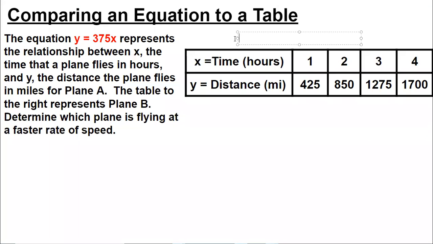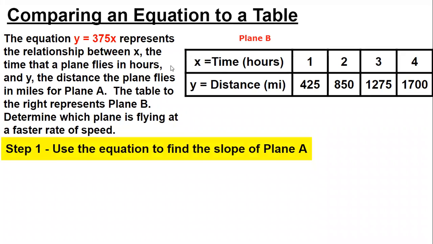So we're going to call this plane B. And we already have plane A. Plane A here is shown as an equation. So we need to find the rate of speed. So use the equation to find the slope of plane A. Do you already know the slope of plane A? What is it? Yeah, it should be 375. It's the number in front of the x. That's your m, your slope.